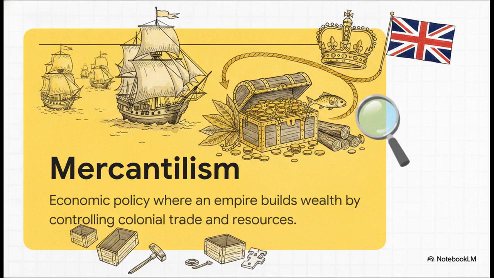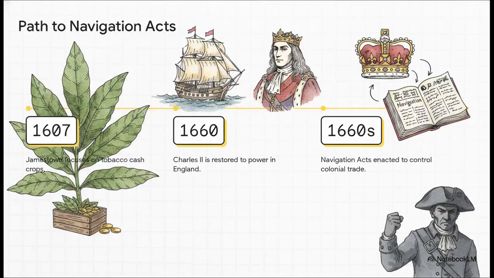Honestly, think of it kind of like a strict parent making you hand over your entire paycheck just because you live under their roof. Britain wanted to make sure all that colonial trade funneled resources directly back to the mother country. Let's trace how this actually played out. Back in 1607, English migrants set up Jamestown with a very clear commercial mindset. They realized pretty quickly that growing tobacco was a massive cash crop.